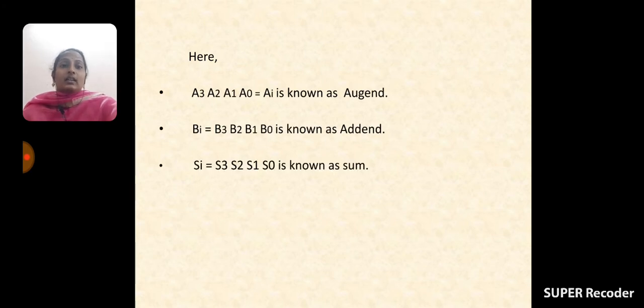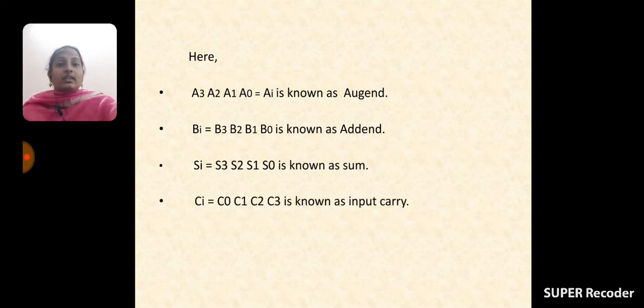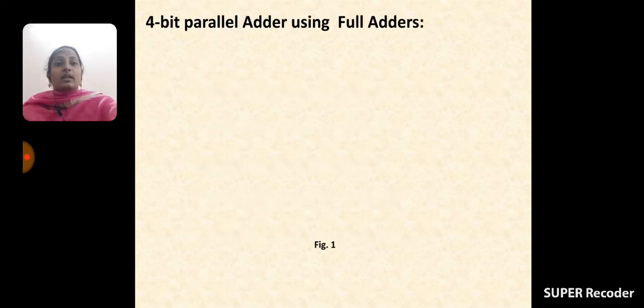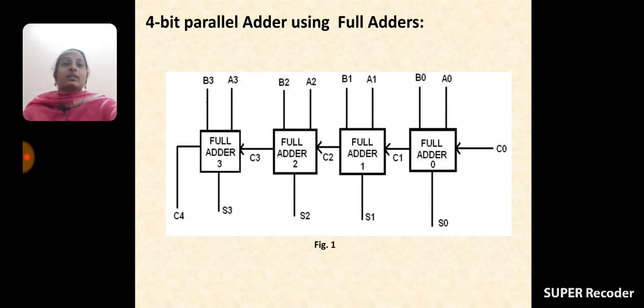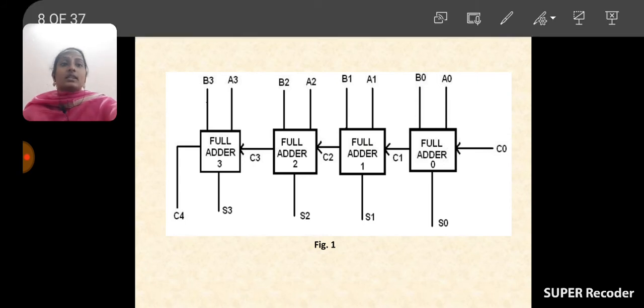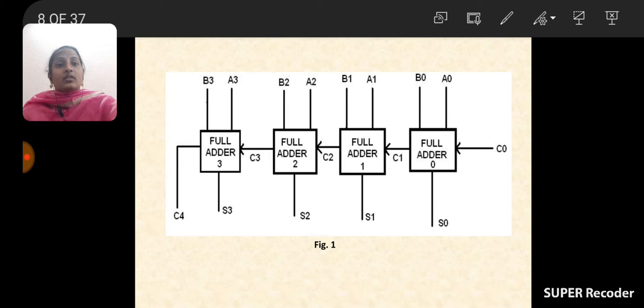See here in the slide, A3, A2, A1, A0. Here A is one addend, meaning any number of bits can be used, and B is also an addend. Here S3 and carry will be produced. This is the block diagram. How many full adders are there here? 1, 2, 3, 4. Numbering starts from 0, 1, 2, 3.